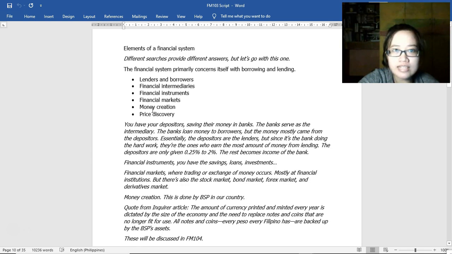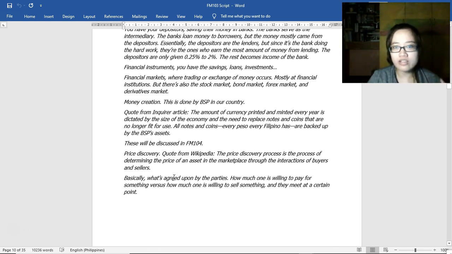Okay, and then we have lastly price discovery. So price discovery, as quoted from Wikipedia, is the process of determining the price of an asset in the marketplace through the interactions of buyers and sellers. Okay, before the invention of money, we had barter, right? So you have here a buyer and then you have here a seller. Basically, price discovery is what's agreed upon by the parties. Okay, how much one party is willing to pay for something versus how much the other is willing to sell it for. They would negotiate and then they would meet at a certain point. They would agree on a certain price, and that's the price discovery.